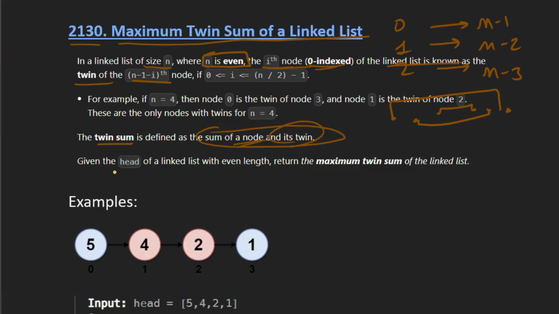And so we are given the head of a linked list with even length. Now what we need to do is return the maximum twin sum of the linked list.